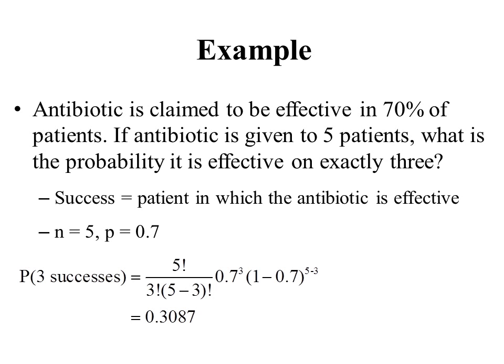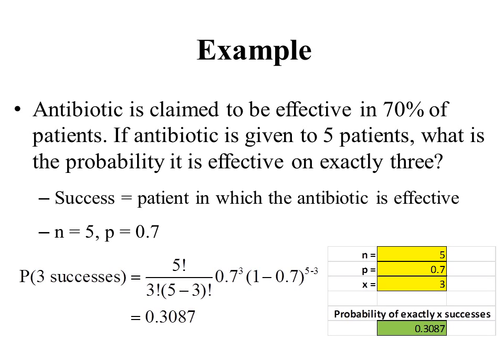We want to know the probability of exactly 3 successes, and so we could plug the values of our numbers into our formula for the binomial distribution, do that arithmetic, and we get our answer. Or we could go back to that workbook, Chapter 5, change the values of n, p, and x, and calculate the probability of exactly 3 successes to be the same thing that we just got over here.